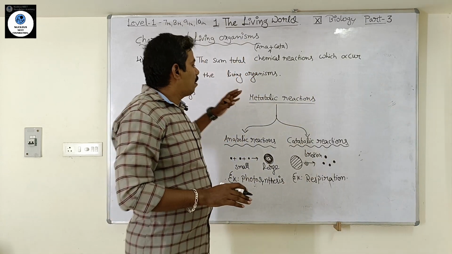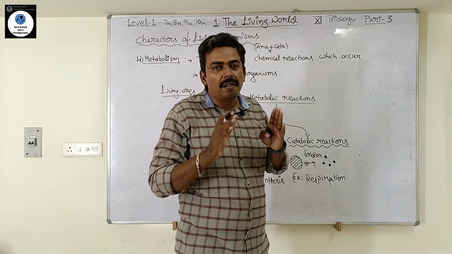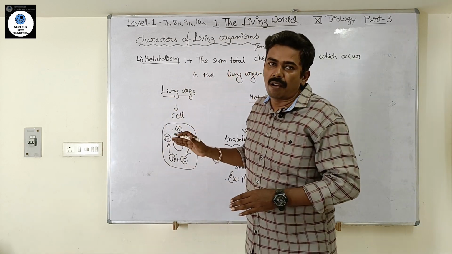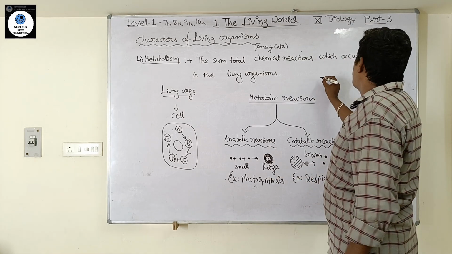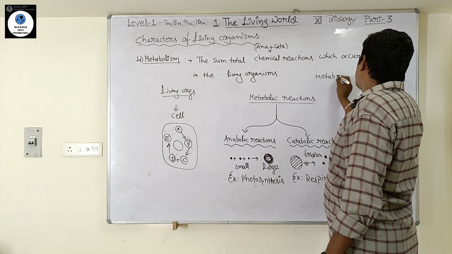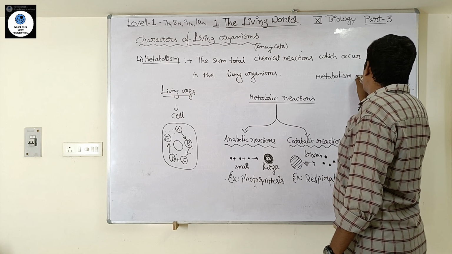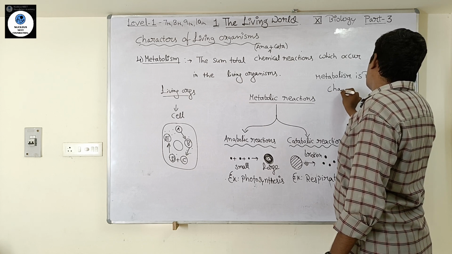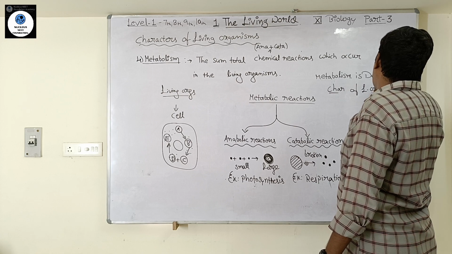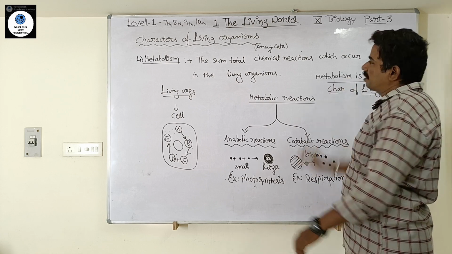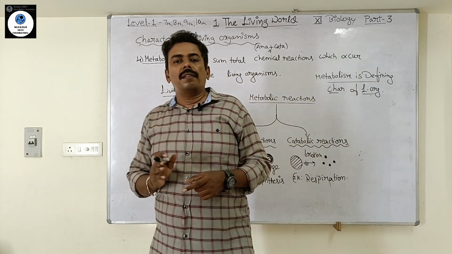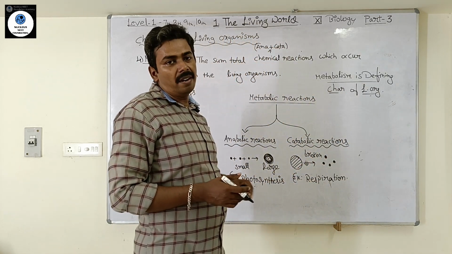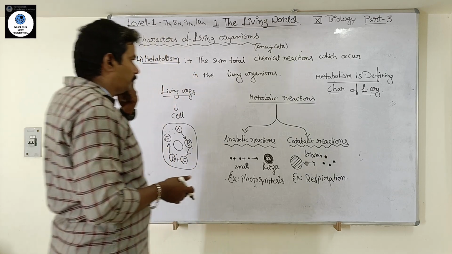This type of metabolic reaction does not occur in non-living things. No non-living object can show this process called metabolism. That's why metabolism is a defining character of living organisms. Note down this point, students, very important. Highlight this point. Growth is not a defining character, reproduction is also not a defining character, but metabolism is the defining character. Copy down.